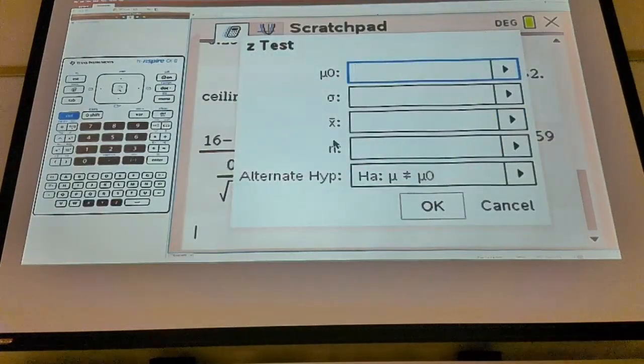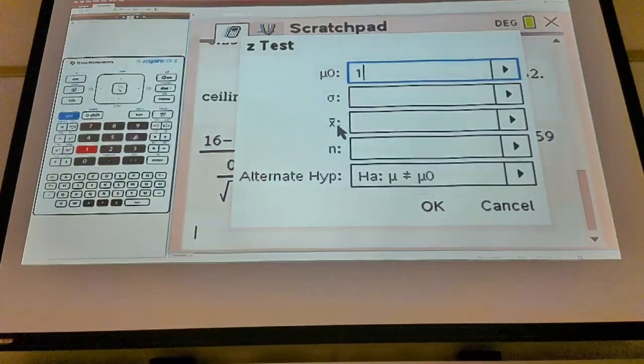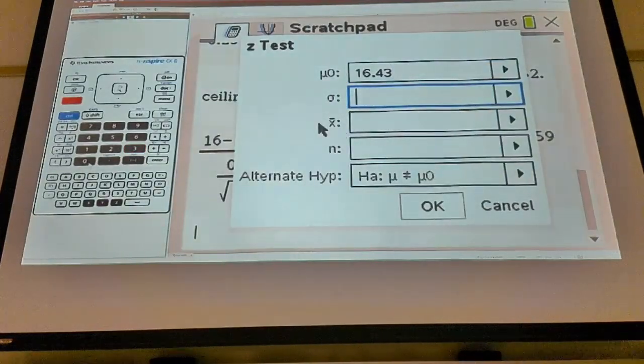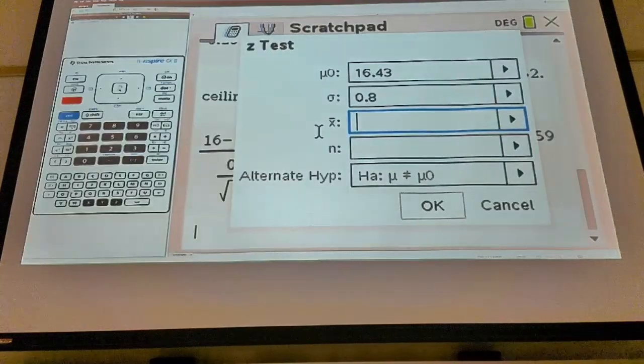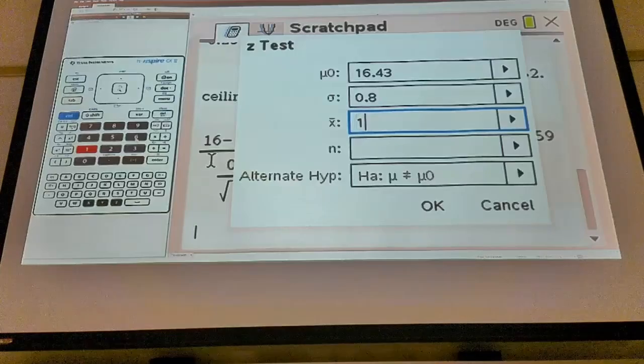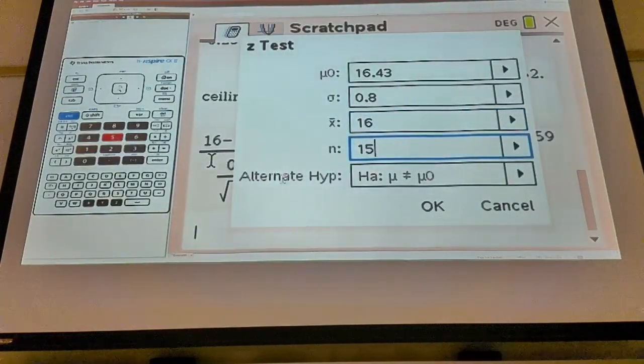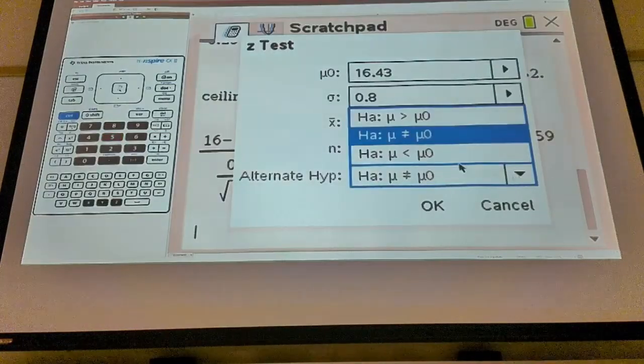What is mu naught? What was the standard deviation of the population? Mu naught is 16.43. Standard deviation was 0.8. What was the sample mean? And what was the sample size? And then what kind of test are we looking at? Less than, right?